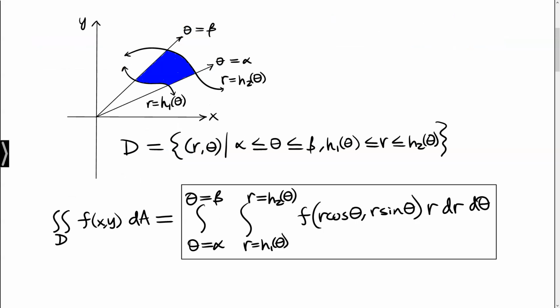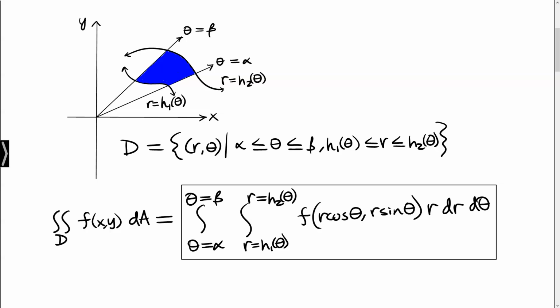So if we want to find the double integral over D of any function f of x, y dA, we're going to do an iterated integral: the integral from alpha to beta, of the integral from r equals h1 of theta up to h2 of theta, of f of r cosine theta, r sine theta. So this is just saying what we were doing before with the polar rectangles. Wherever you see x, you have to substitute r cosine theta. Wherever you see y, you have to substitute r sine theta. And then we have dr d theta, and as before, don't forget to include the r because it's polar coordinates. So we have to include the r dr d theta.